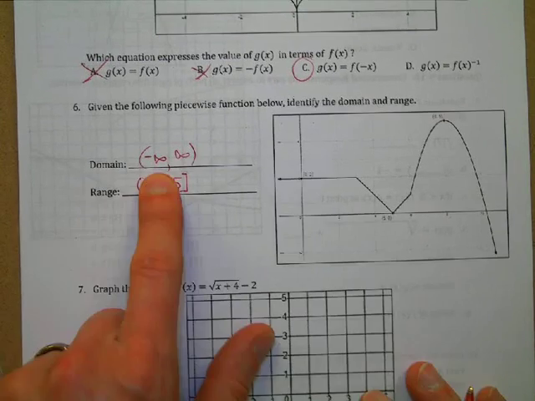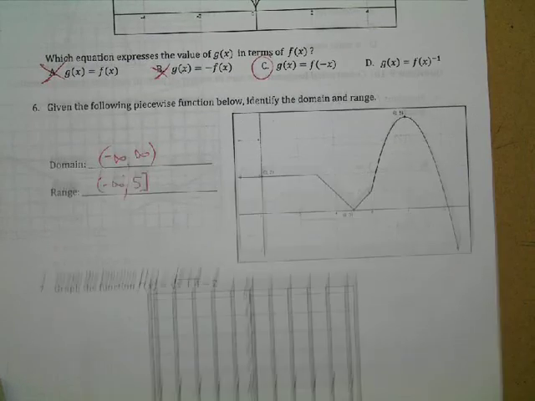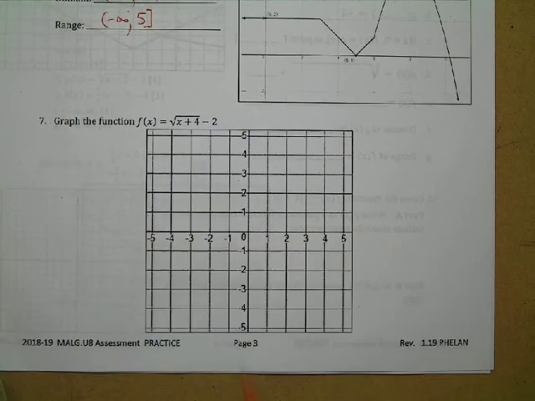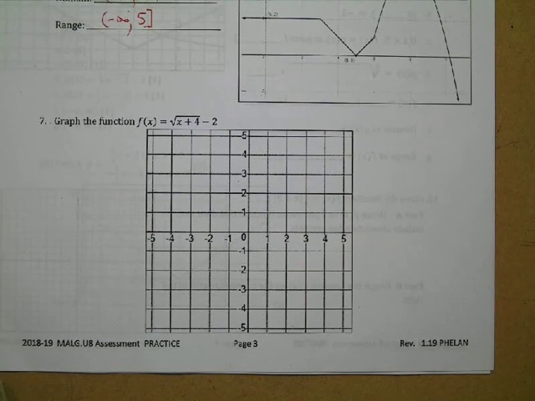There's the range. All right, number 7. We're going to graph the square root of x plus 4 minus 2. We have transformations here. John, what kind of transformations do we see in number 7?